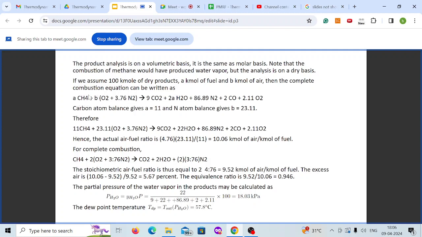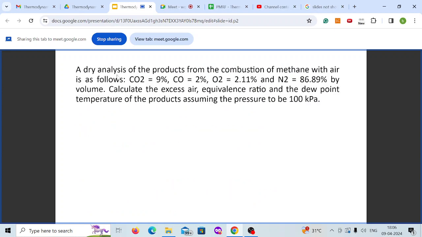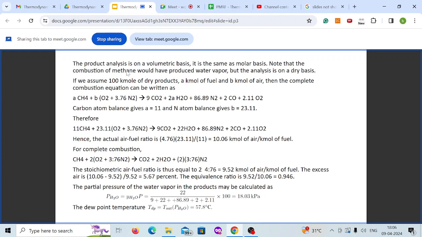So A moles of methane plus B moles of air gives you 9 moles of CO2, because the volume fraction is 9%, and we say that it is equal to your mole fractions. So 9 moles of CO2 plus 2A H2O plus 86.89 of nitrogen plus 2 moles of carbon monoxide and 2.11 moles of oxygen.